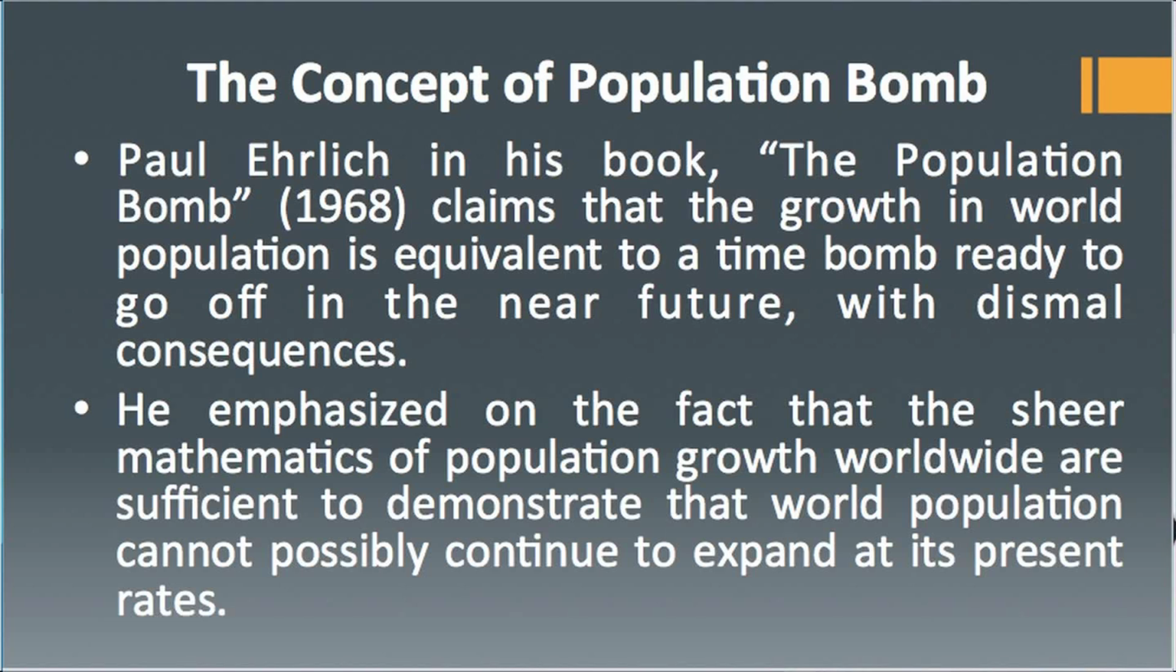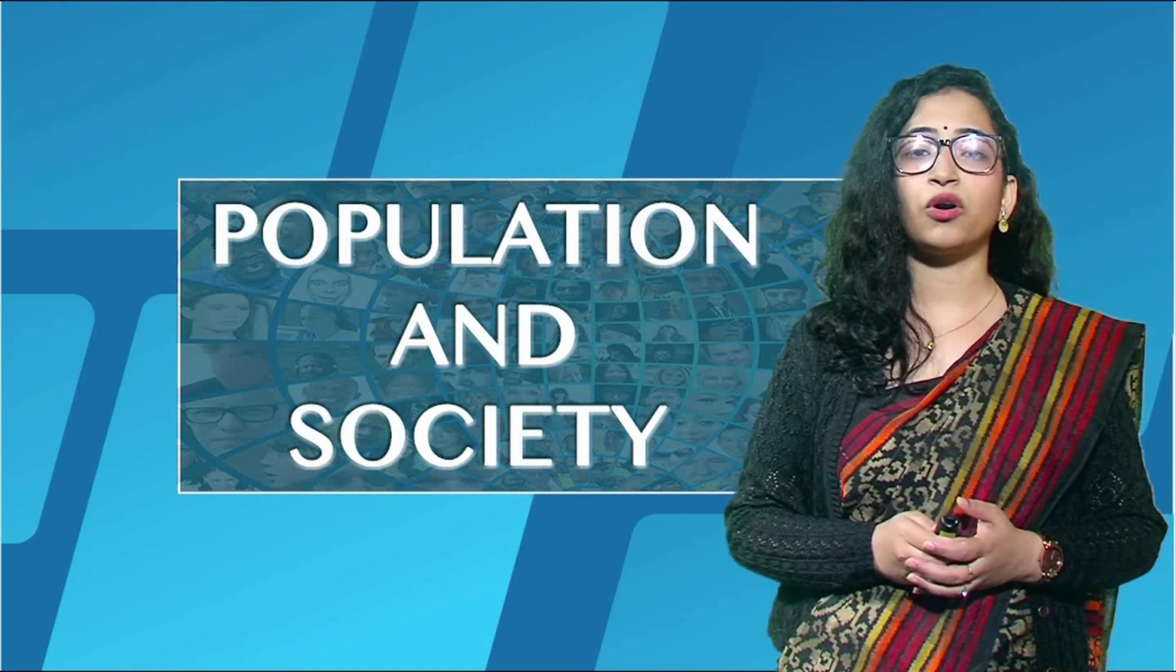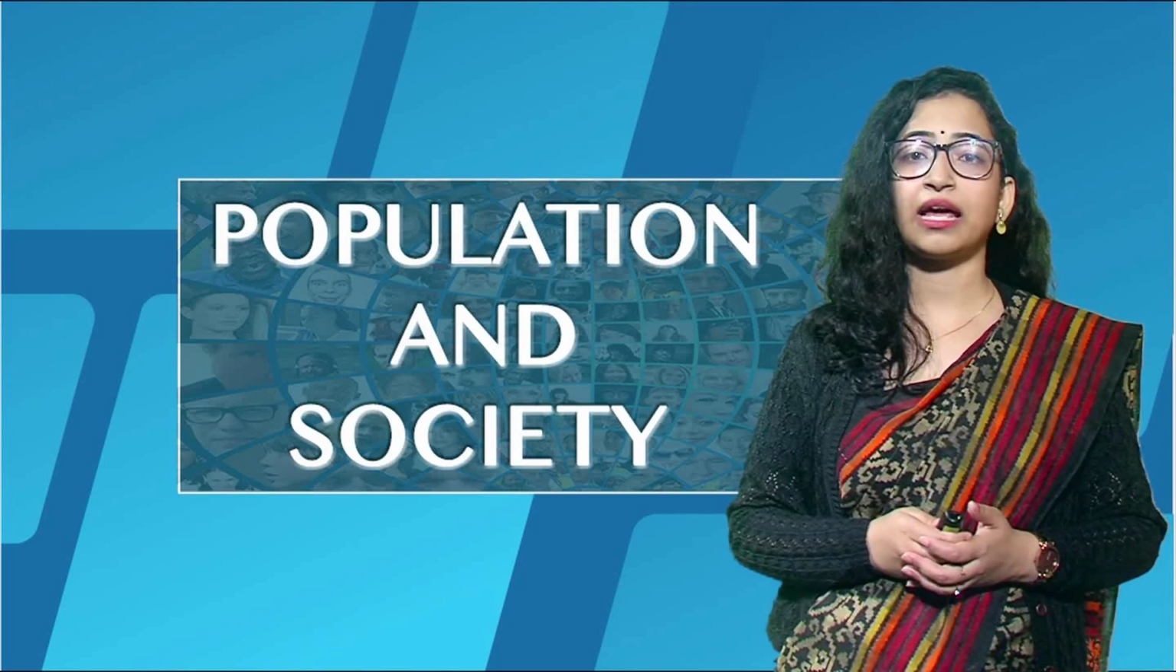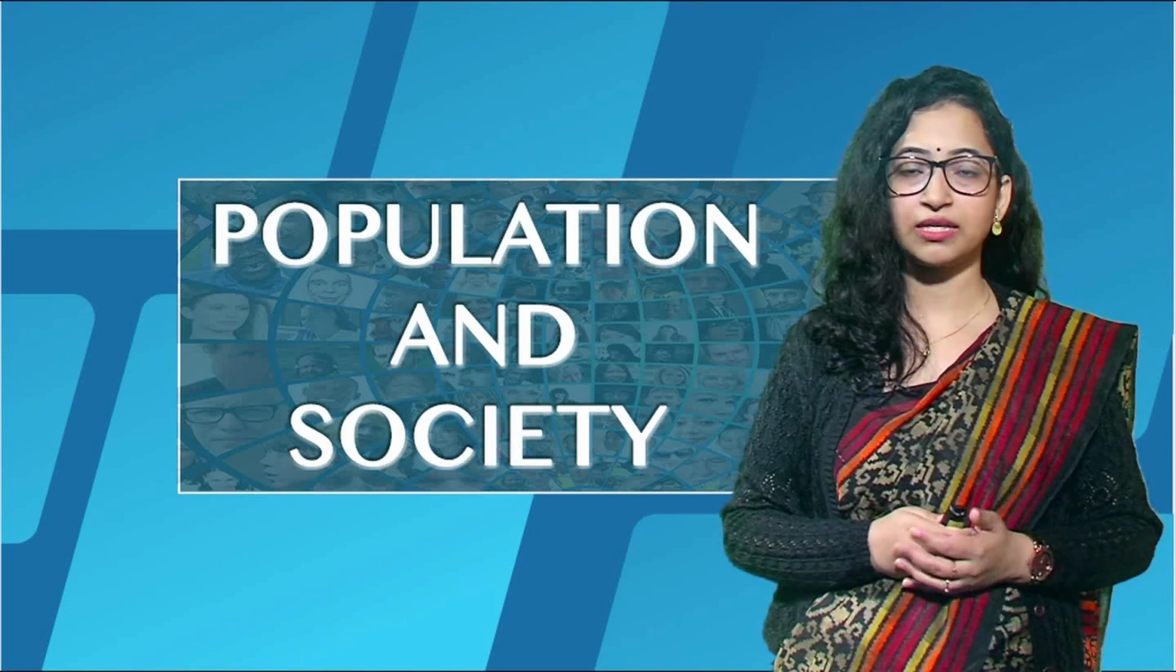He emphasized the fact that the sheer mathematics of population growth worldwide are sufficient to demonstrate that world population cannot possibly continue to expand at its present rates. Ehrlich and his wife Anne pointed out that the worldwide population growth has outgrown food production and that massive starvation must inevitably follow because of this reason.